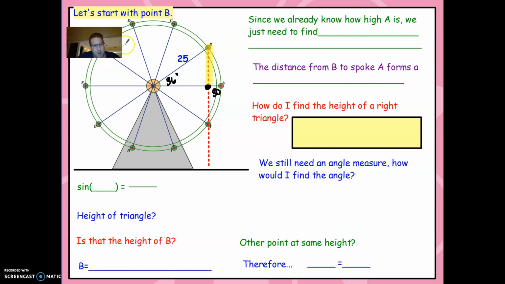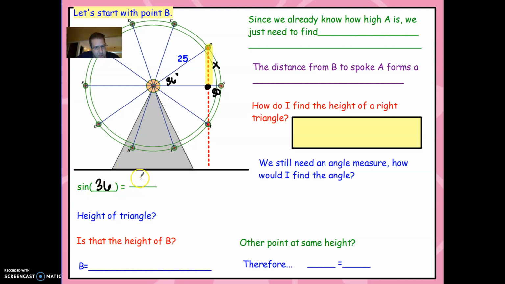And if we know the height of B, then we would also know the height of E, because they would have to be exactly the same. So we're just going to put an X right here because we don't know the height of this triangle. But like we did on the warm-up, we can figure it out. We can do sine of 36 because that's how many degrees there are in each, and that's this question here, but I already did it.